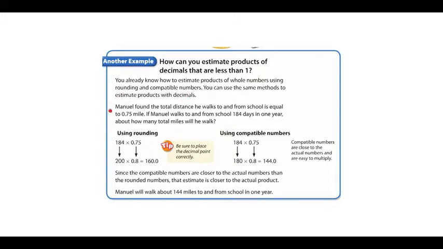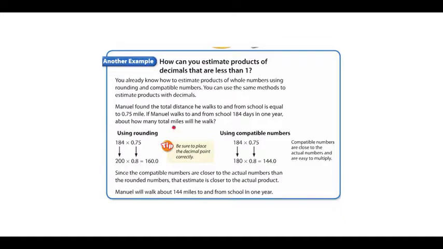So in this example, it says Manuel found the total distance he walks to and from school is equal to 75 hundredths of a mile. If Manuel walks to and from school 184 days in 1 year, about how many total miles will he walk?